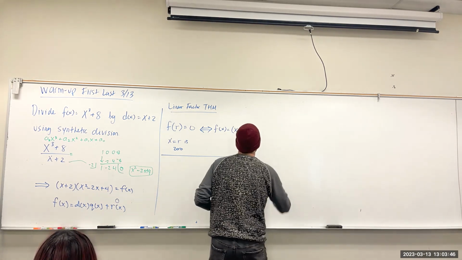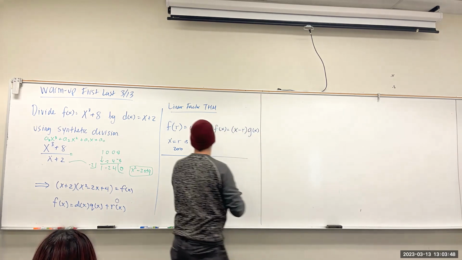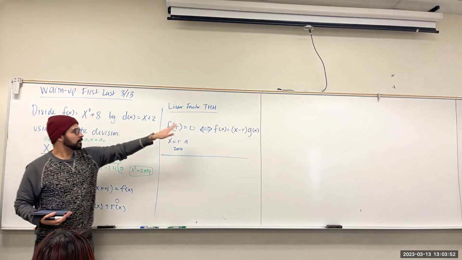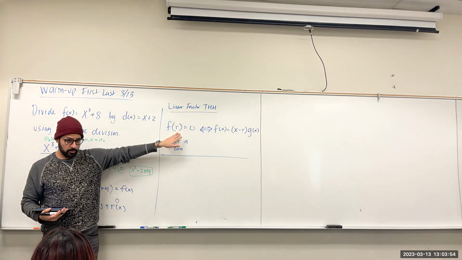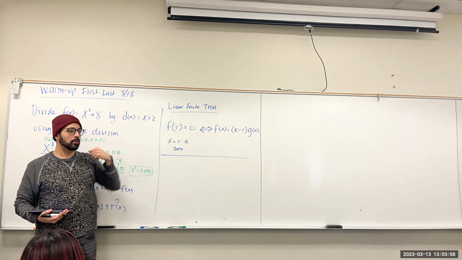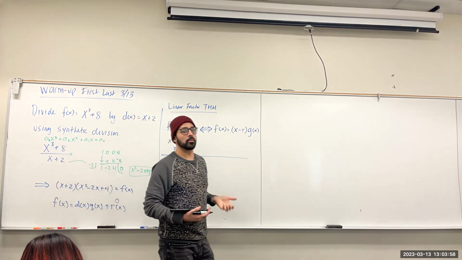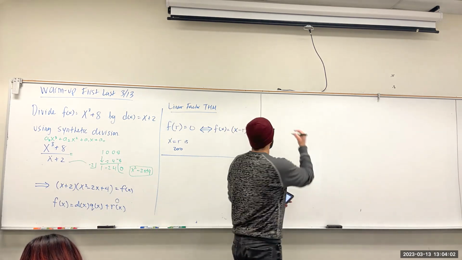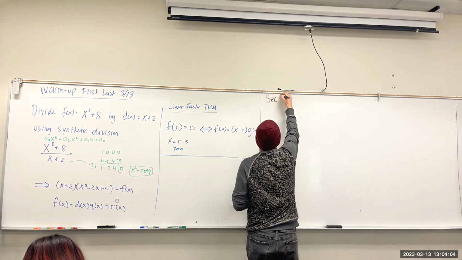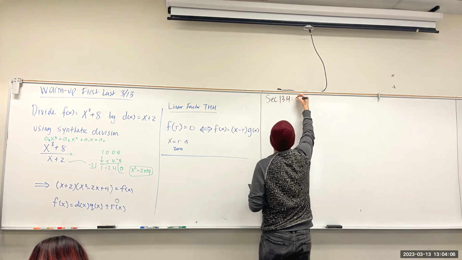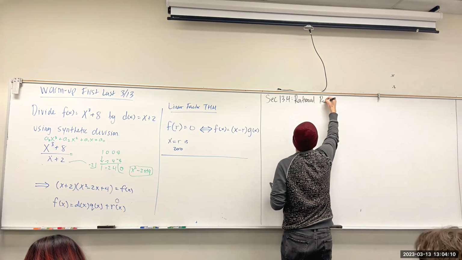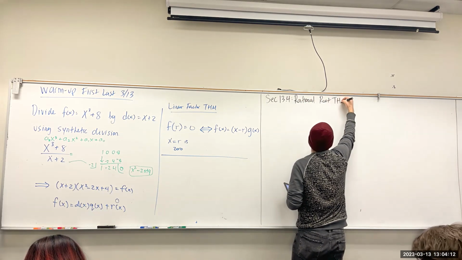Let's see. So we're going to start with, last class, we're assuming we know a root. Now we're going to start with what if we don't know any of the roots? What can we do to start? This is going to take us to section 13.4, called the rational root theorem.